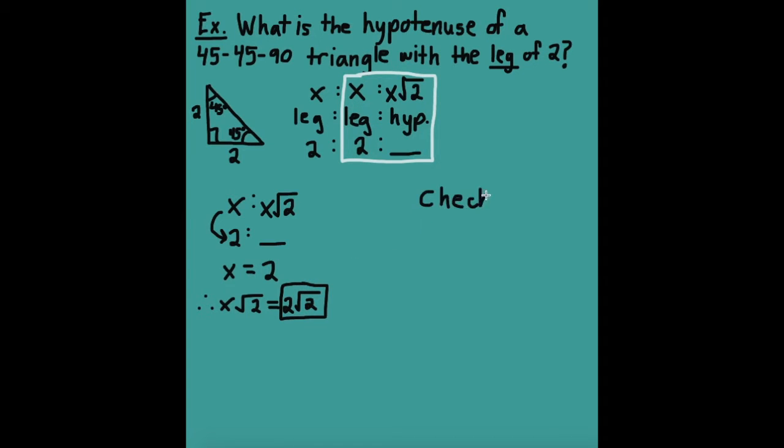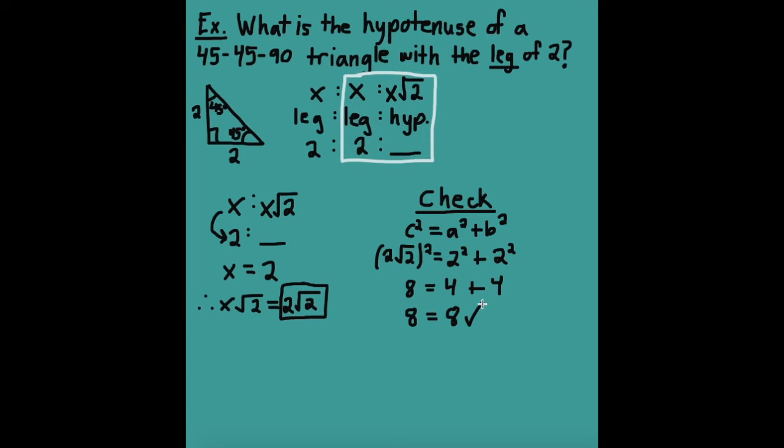You can check your work by using the Pythagorean theorem. C squared equals a squared plus b squared. We found c, which is 2 root 2, and we are given a and b in the problem, which are 2 and 2. We have 2 root 2 squared equals 2 squared plus 2 squared. 2 root 2 squared is 8, and 2 squared is 4, and 2 squared is 4. 4 plus 4 is 8, so 8 equals 8. Therefore, 2 root 2 is the correct answer.